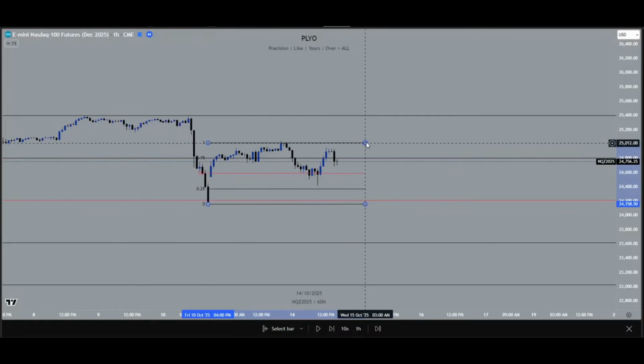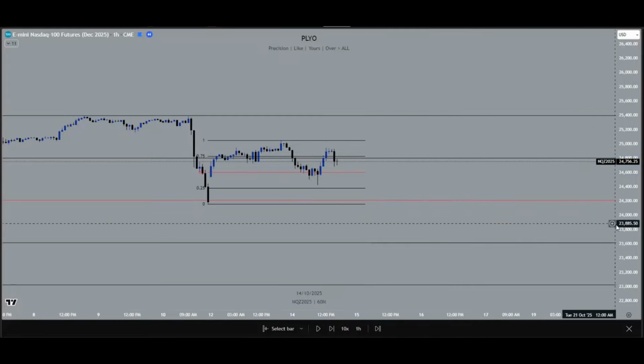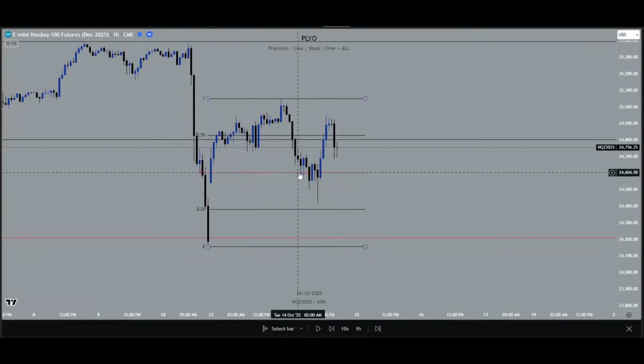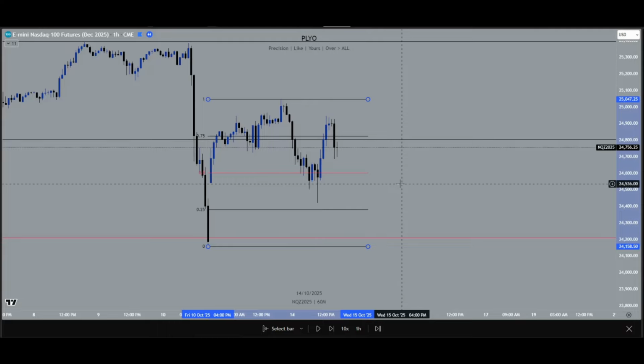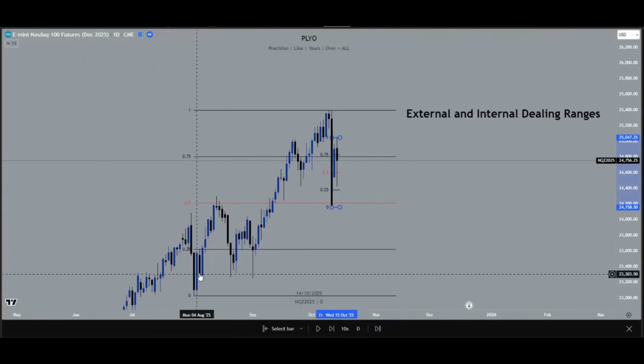We put that wick low to that wick high. Look what happens here. We hit 50. We should expect a move back up out of it, back to what? The dealing range high. The key to this external and internal dealing ranges, you want them to be in the same direction. For example, back on the daily, this is a bullish dealing range. How do we know it's a bullish dealing range? Because we predominantly went up.